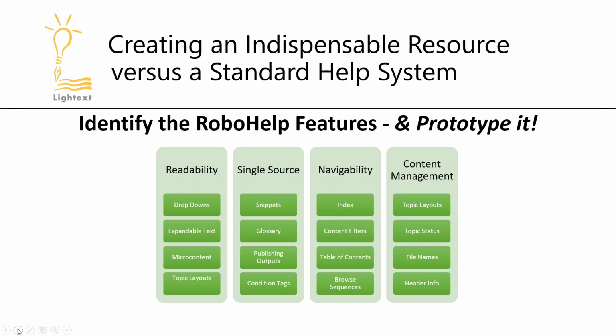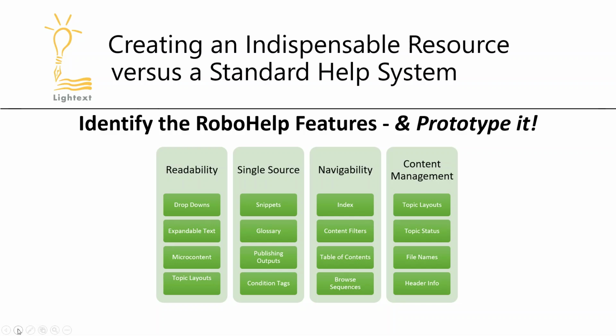But if I were to take the features and functionality and categorize them, I would say that if readability is an issue, there's a lot of content utilizing drop downs for screenshots, expandable text for examples and ancillary information, microcontent for quick answers, and topic layouts a little bit more structured for readability would be great solutions. If there's a lot of duplication, single source options like snippets, glossary, utilizing condition tags to create content filters and publishing outputs are a great idea.